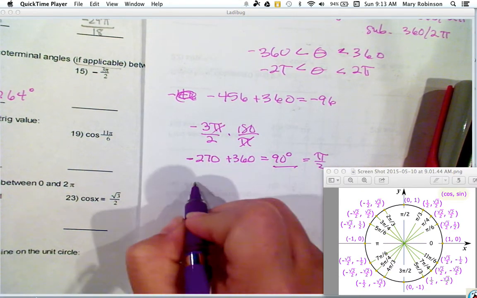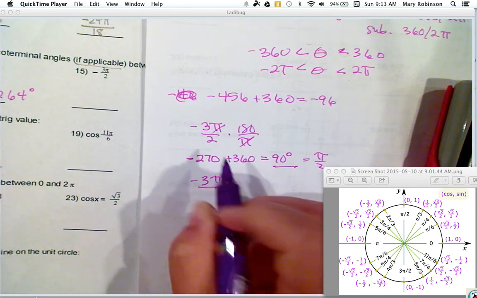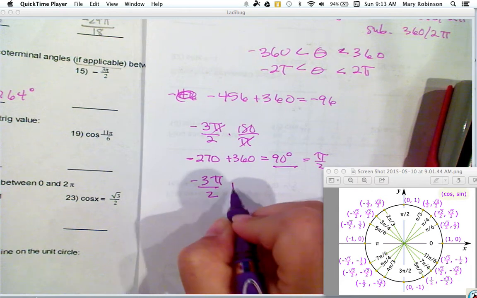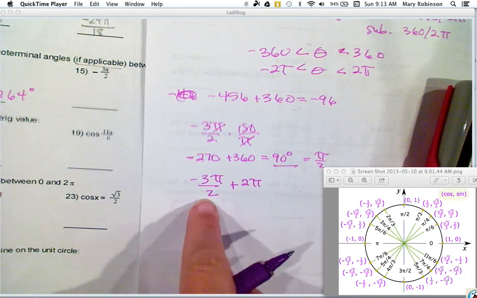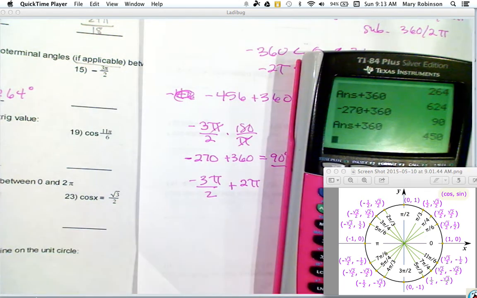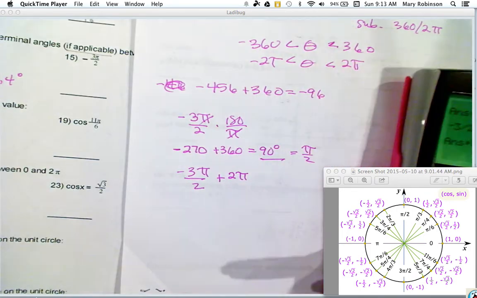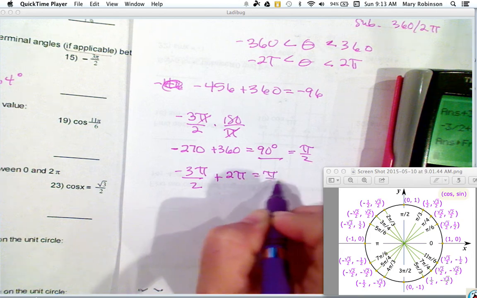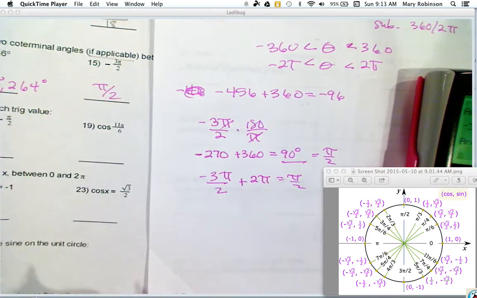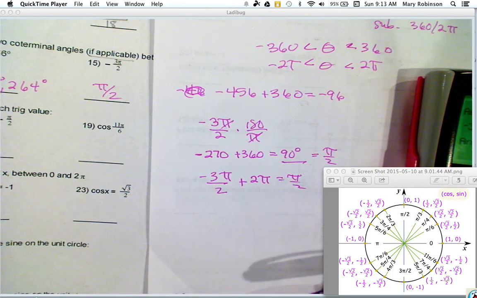But like I said, you don't have to change it to a degree measure to help you out. Just know that you need to add 2 pi. If you were to go more negative, you would go too low. So if you add 2 pi, you can just type in negative 3/2 plus 2. Math, enter, enter, and there's your 1/2 pi, or pi over 2. So make sure when you list your answer, it's in radians because I'm giving you an angle measure in radians.